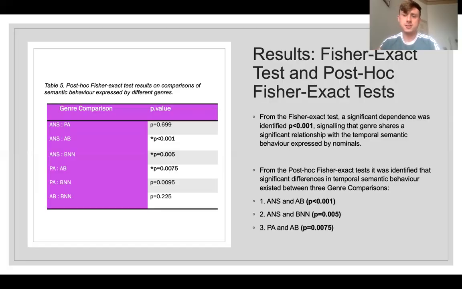From the overall Fisher exact test, a significant dependence was identified, which signaled that genre does share a significant relationship with the temporal semantic behaviour expressed by nominals. Now, when I conducted the post hoc Fisher exact test, three genre comparisons came back as significant. These were one, academic natural science writing and autobiographical writing, two, academic natural science writing and broadsheet newspaper, home and foreign news writing, and three, print advertisement writing and autobiographical writing.